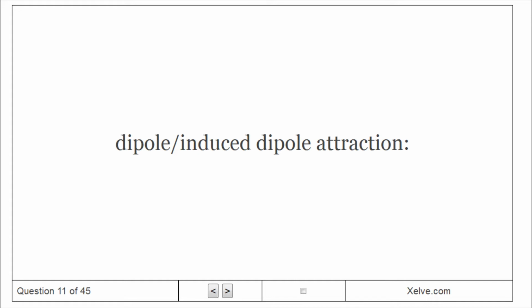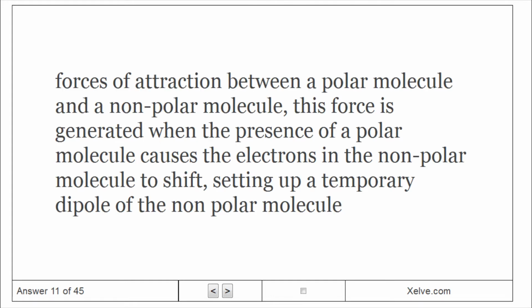Dipole, induced dipole attraction. Forces of attraction between a polar molecule and a nonpolar molecule. This force is generated when the presence of a polar molecule causes the electrons in the nonpolar molecule to shift, setting up a temporary dipole of the nonpolar molecule.